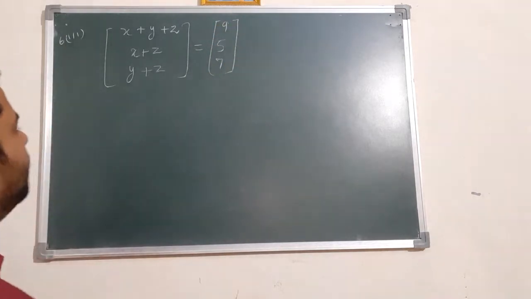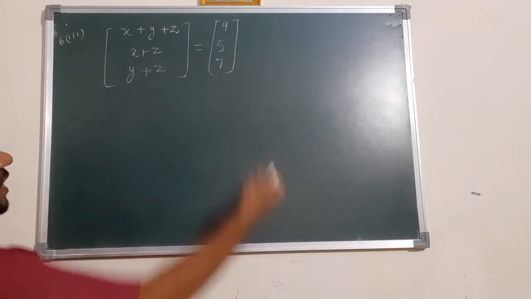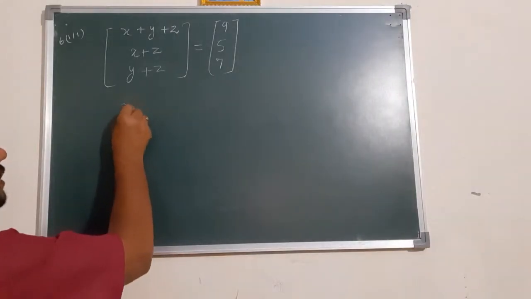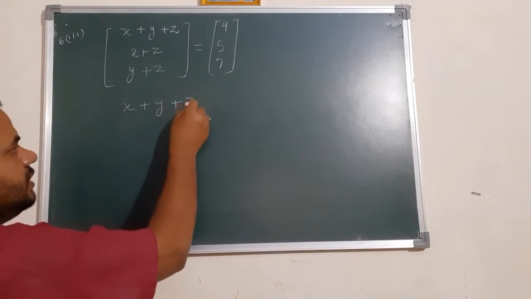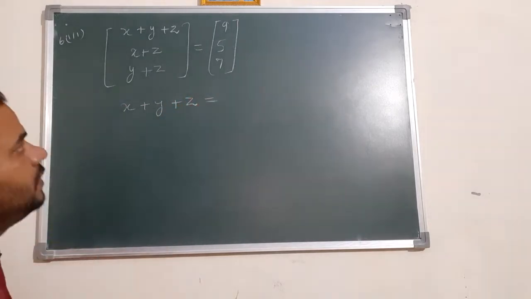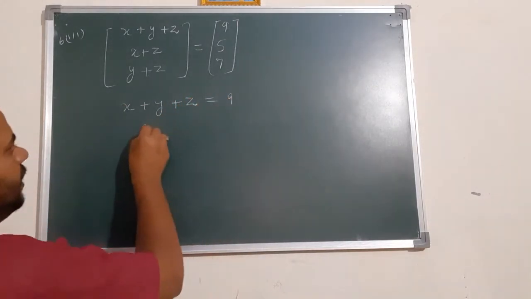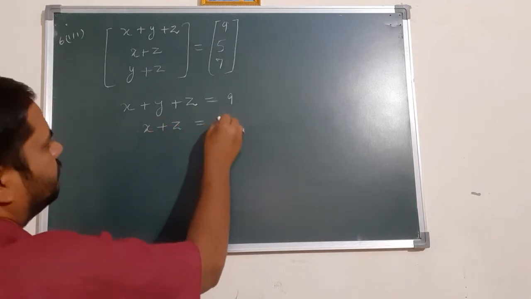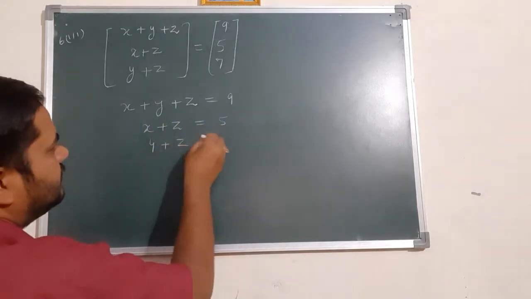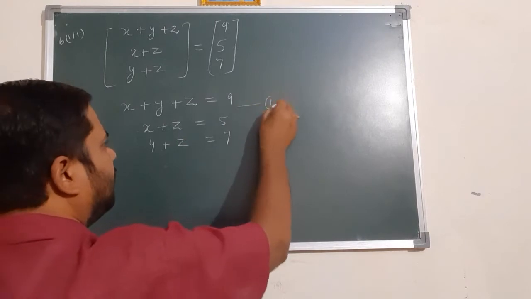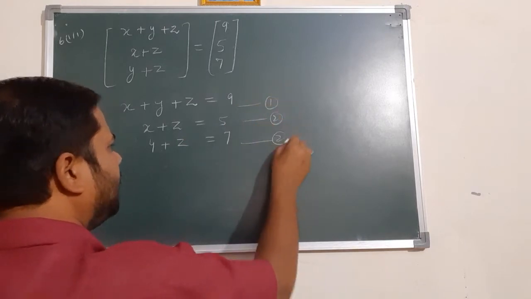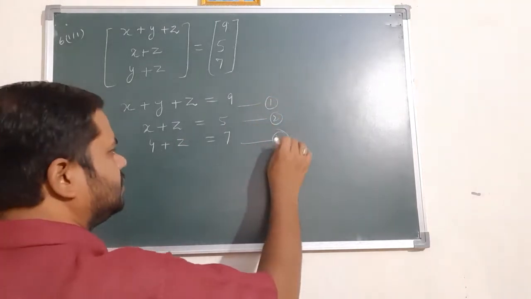Okay. So if we see the equality of matrix, then we have x plus y plus z equals 9, x plus z is 5, and y plus z is 7. These are equations 1, 2, 3, and you know very well how to solve these equations.